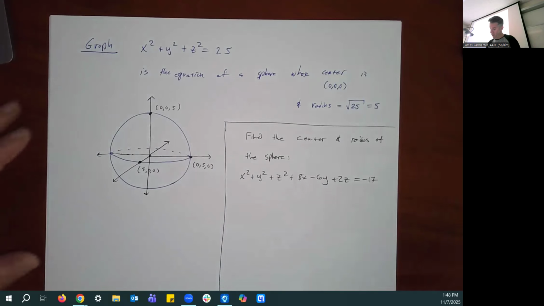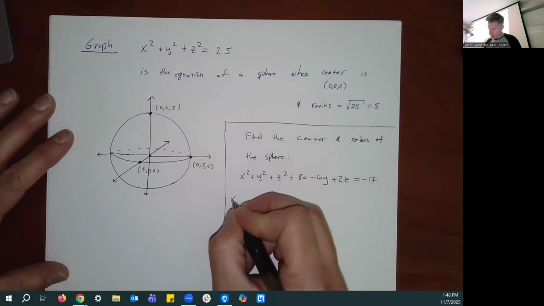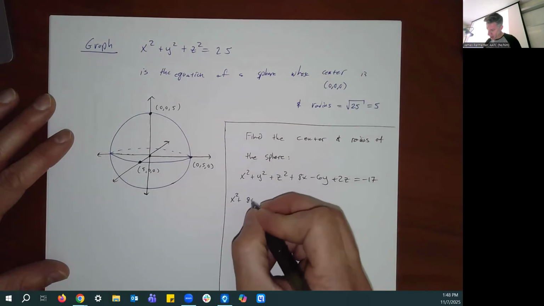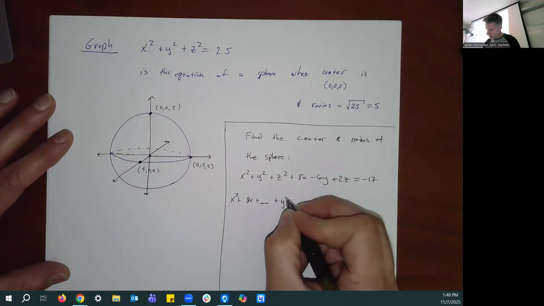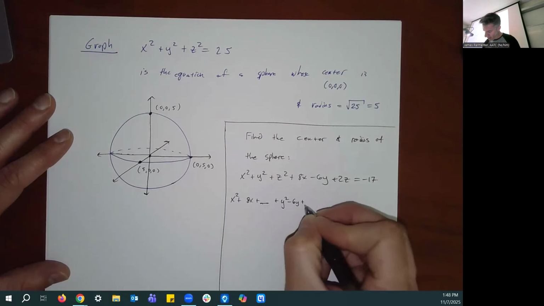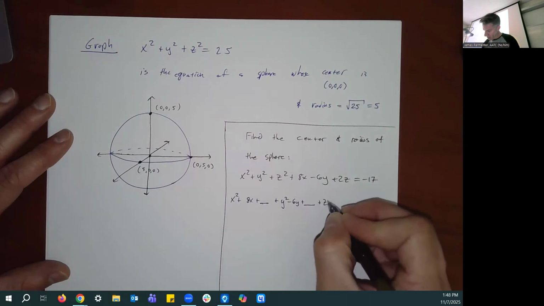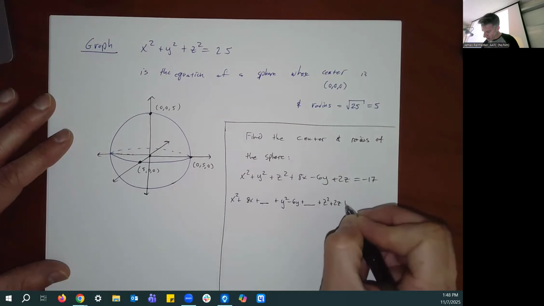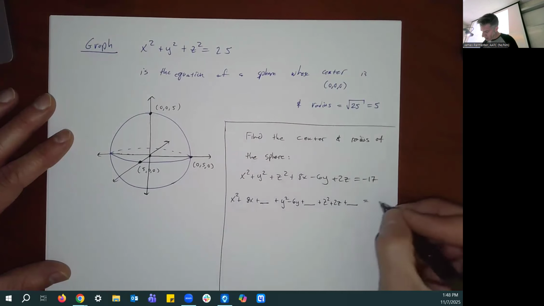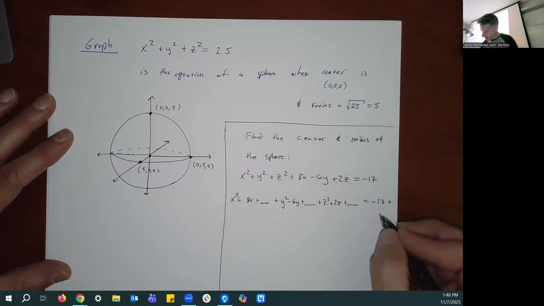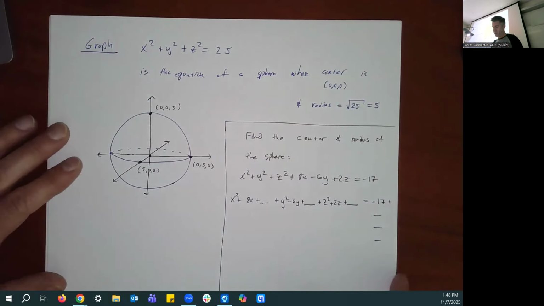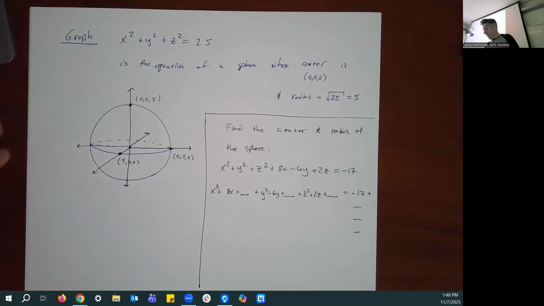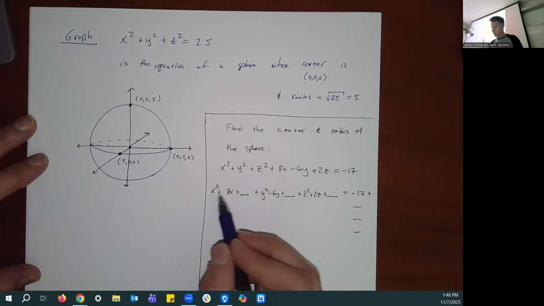So here's what we're going to do. We're going to rewrite this as x squared plus 8x plus, leave yourself a space for what we're going to fill in. And then y squared minus 6y, leave yourself a space. And z squared plus 2z, and leave yourself a space. And it's equal to -17 plus whatever's in those three spaces, which I wish I had more room for there. Sorry about that. So what do we need to add to complete the square for x squared plus 8x?